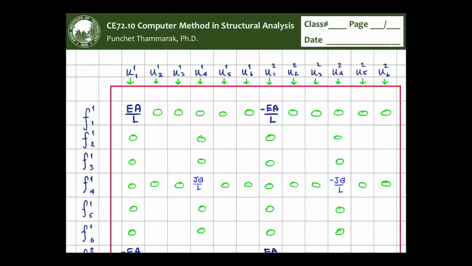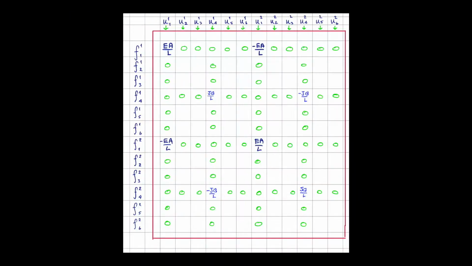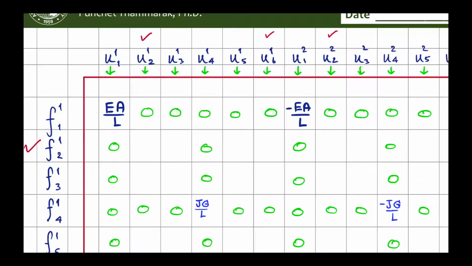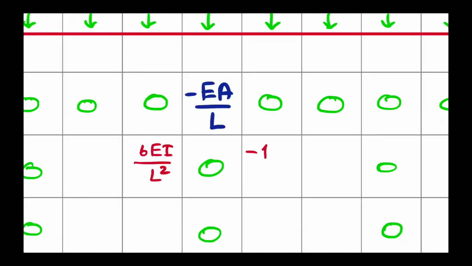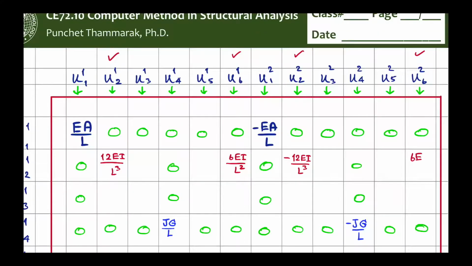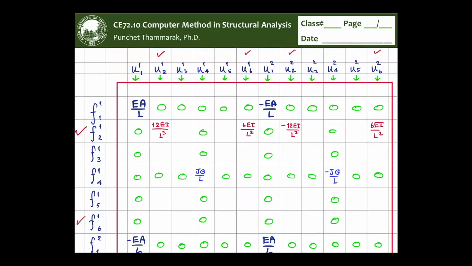1, 2, 1, 6, 2, 2, 2, 6. So we start from here. It will be 12 EI over L cubed. Here 6 EI over L square, minus 12 EI over L cubed and 6 EI over L square.